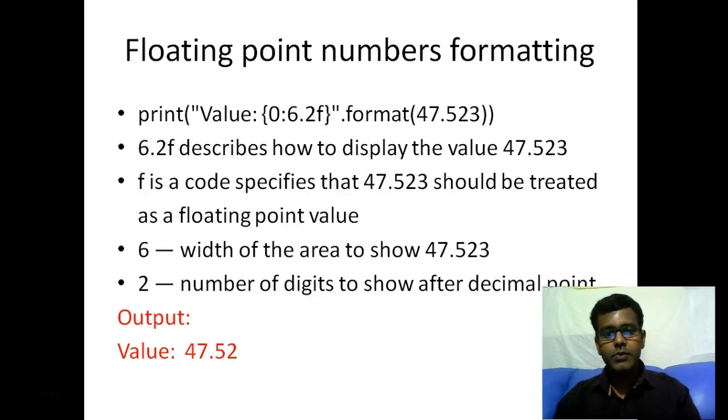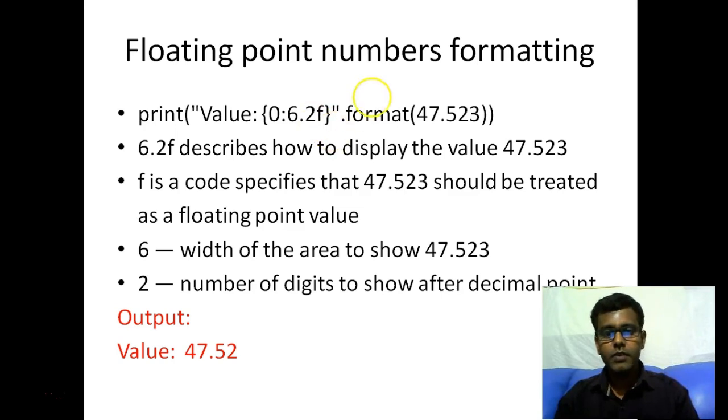So the next one, how do you do the floating point number formatting? Here you need to specify 2 numbers, that is the total space allotted for the number to be printed, and then how many decimal places you are going to print. So here in this print statement, value equal to 0:6.2f. F indicates that you are going to print a real number, that is a floating point number. Then 6 indicates the total number of spaces allocated for printing. The 2 indicates how many digits you are going to print after the decimal point.